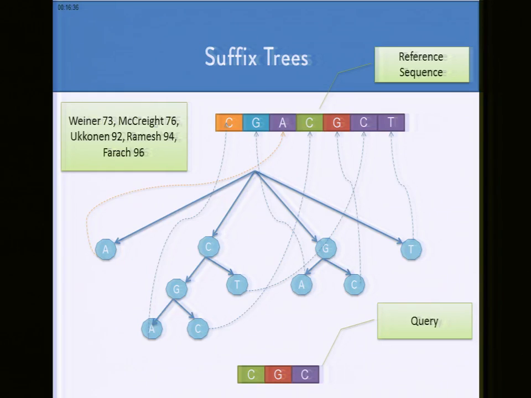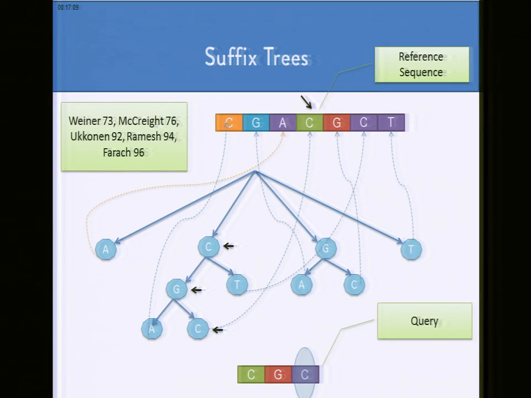And what it allows you to do then is that when you get your query, you can just walk through the tree. So there's a C there. Next is a G, so you follow down to the G. And then next is a C, so you follow down to the C. And then you just follow the link that's there, and that tells you that CGC, that's where it occurs. So it's a simple data structure that indexes the reference sequence, and then allows you to find out, in time proportional to the query sequence, where it occurs in the reference sequence.